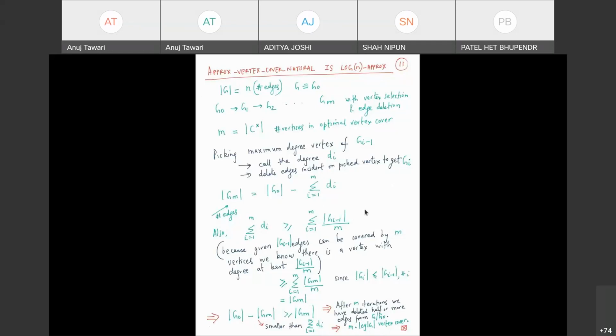Okay, any questions on this? The computation we are doing, approximation factor.